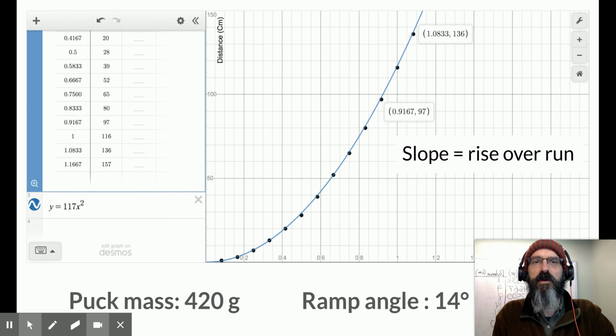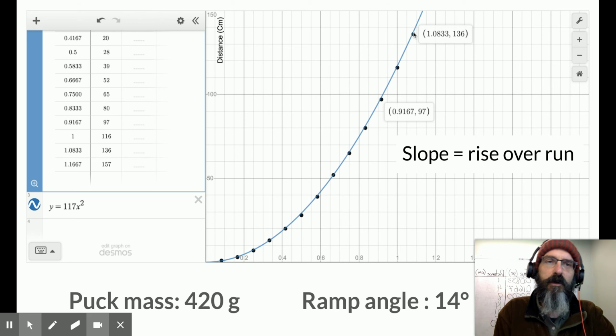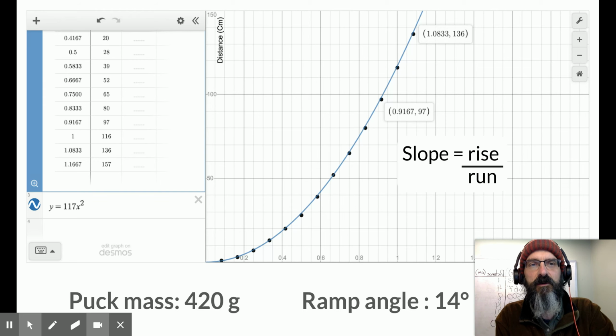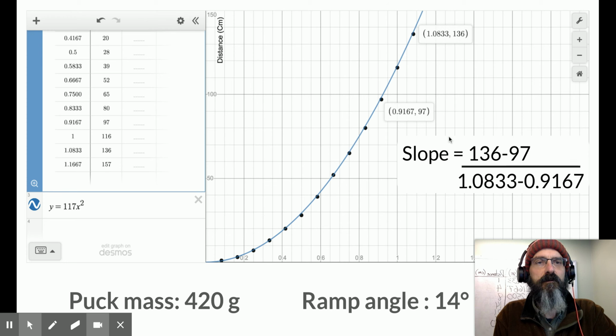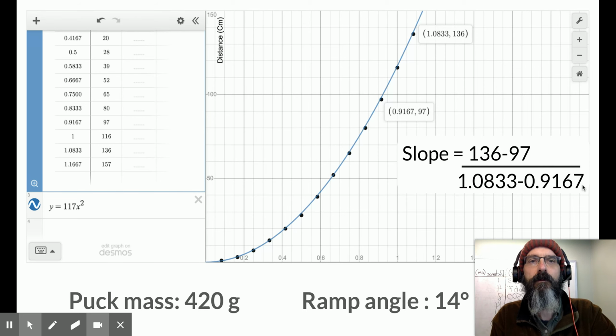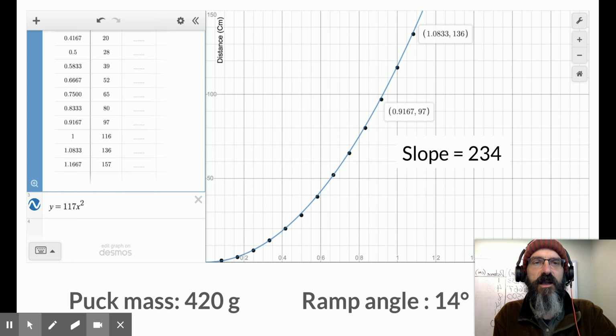Remember that slope is rise over run, how far up we go divided by how far over we go. In other words, here's our fraction, here's our ratio, if you will. Now I've taken 136 minus 97 over 1.0833 minus 0.9167. So I've got my rise, the difference in y, divided by my run, the difference in x. Do all those calculations, and I come up with a slope of 234.